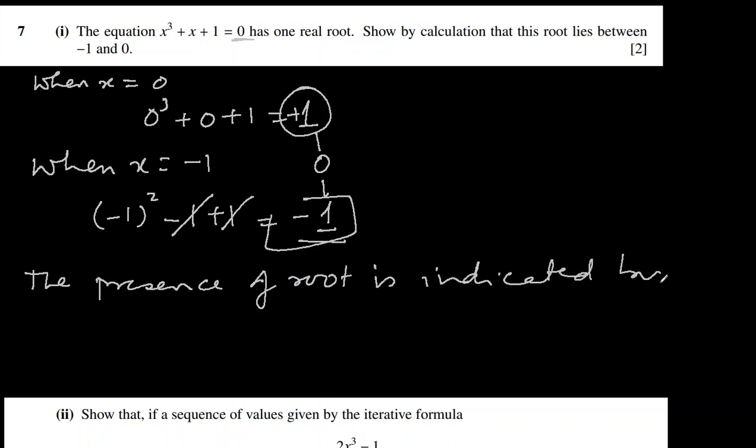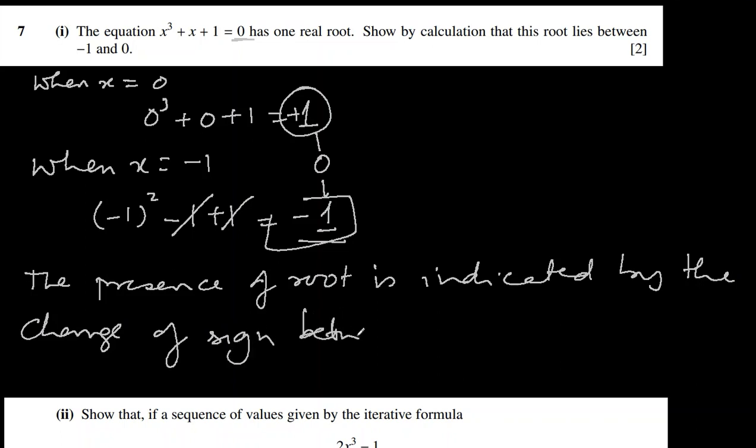So we will write: the presence of root is indicated by the change of sign between x equal to 0 and x equal to -1. And that's why that root lies between these two numbers. Let's go to the second part.